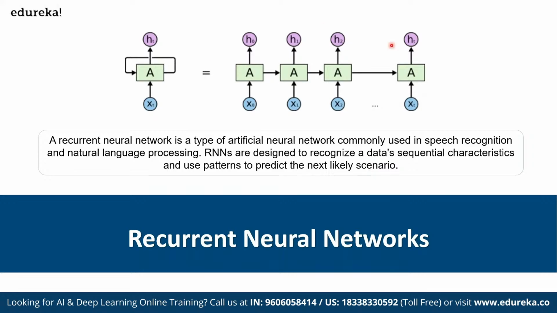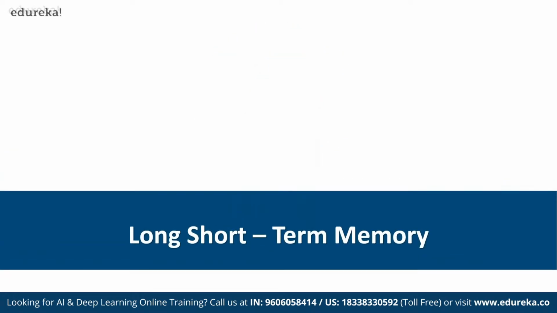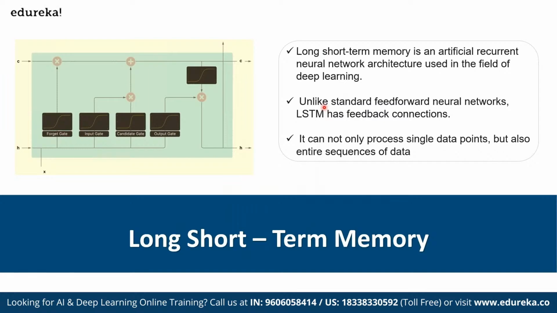This is exactly what a recurrent neural network shows: whatever information you give as input to your network, to your machine, that information cannot be finished here. You need to pass it on to the next instance, and then to the next instance. So this is what is known as a recurrent neural network. Now comes the role of long short-term memory. Let's try to understand this.